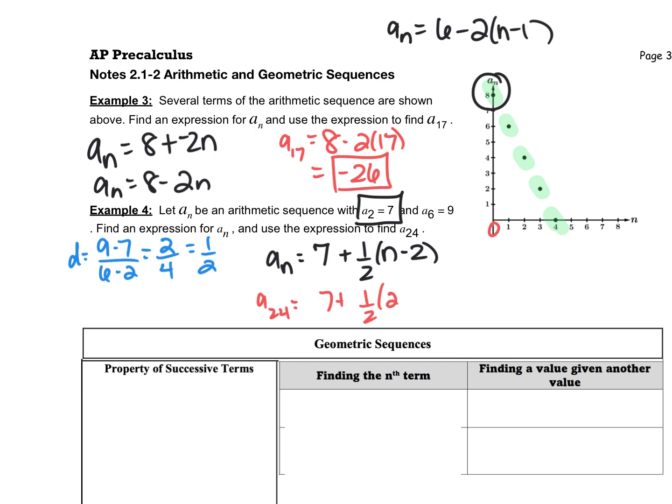And so we get 7 plus 11, which is 18. Much better.